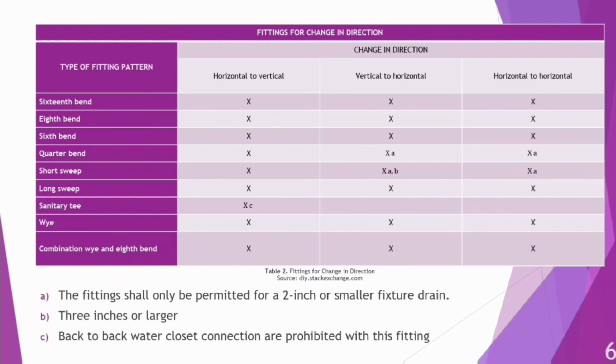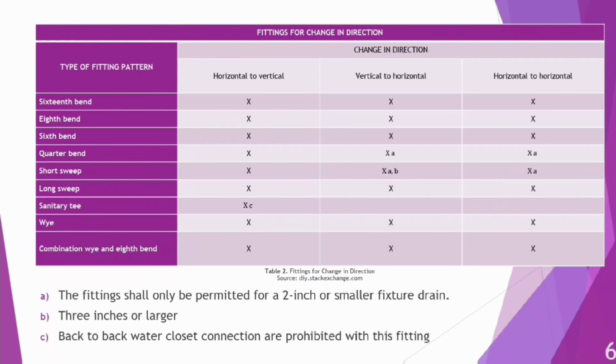We have the type of fitting pattern: change in direction, horizontal to vertical, vertical to horizontal, horizontal to horizontal. A denotes that the fitting shall only be permitted for a 2-inch or smaller fixtures drain. B says that 3 inches or larger. C requires back-to-back water closet are prohibited with this fitting.